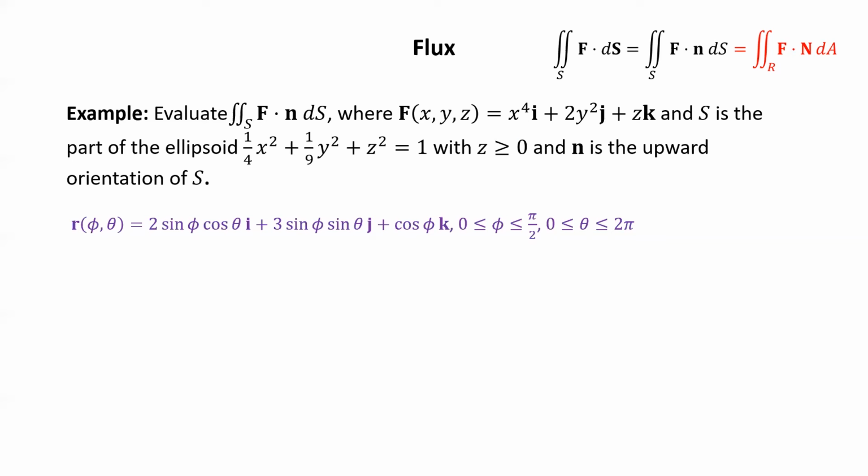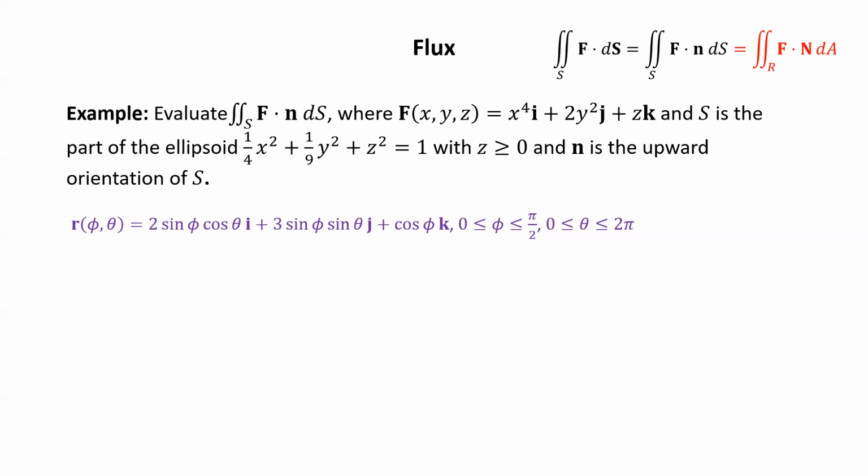Now, also note that since we're only looking at the part of the ellipsoid where z is greater than or equal to 0, phi is only going from 0 to pi over 2. Remember that phi equals 0 is the positive z-axis, and phi equals pi over 2 is the xy plane.